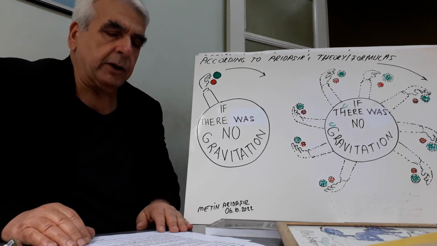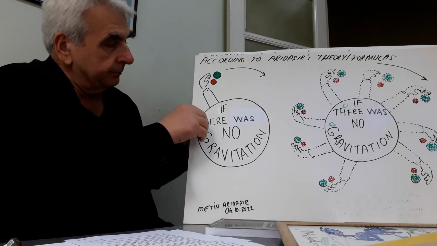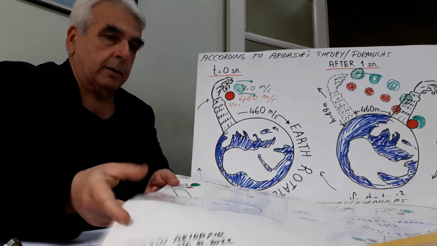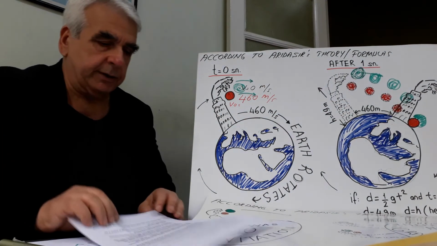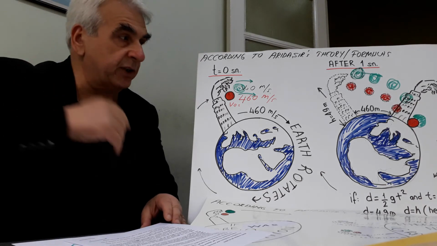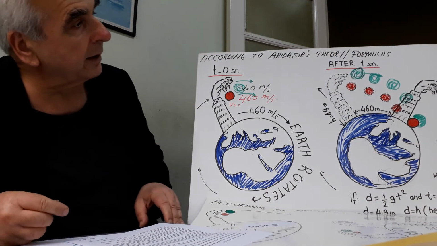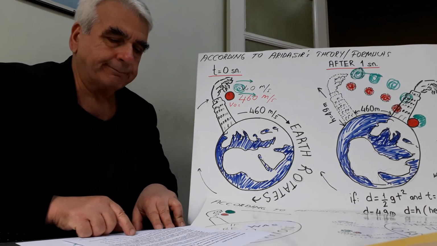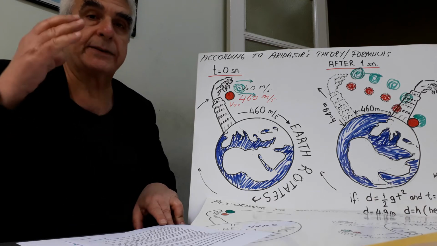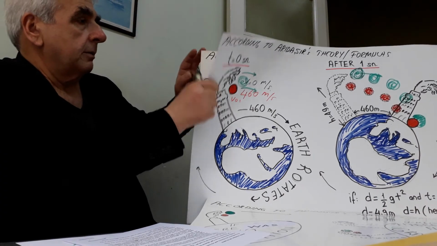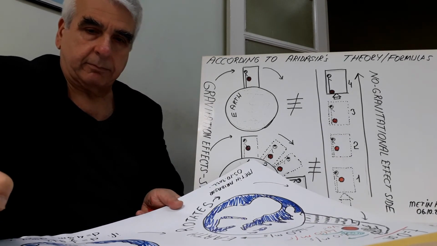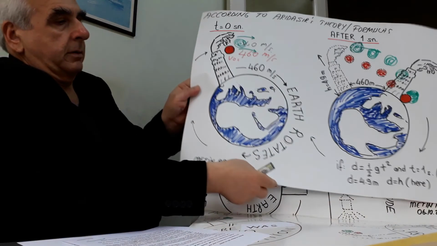B. Because of gravity, they fall to the Earth at the same time, and their trajectories, their parabolic paths, are the same. Wait a moment, please. Yes, the same.